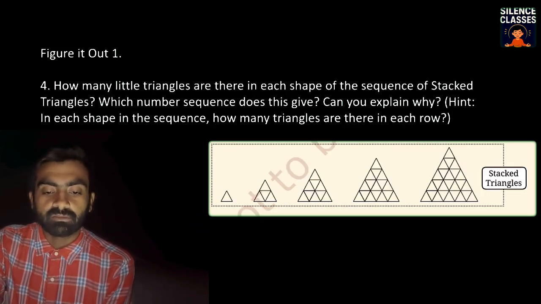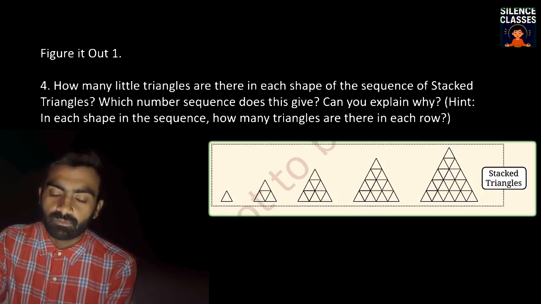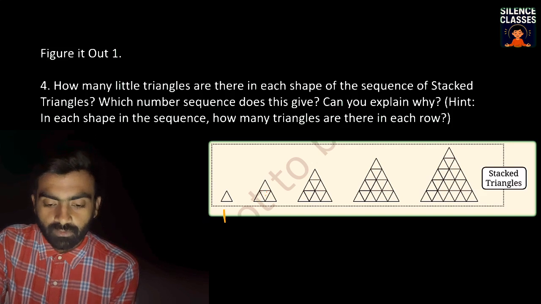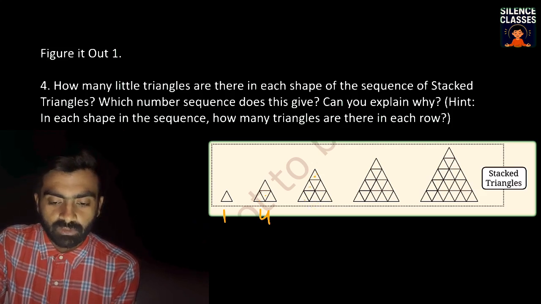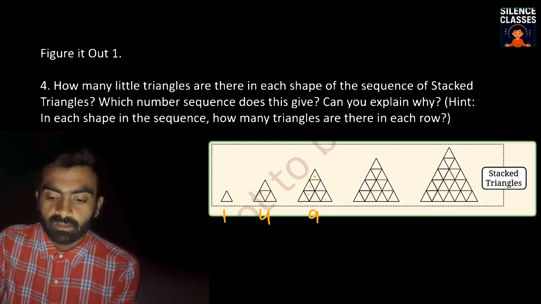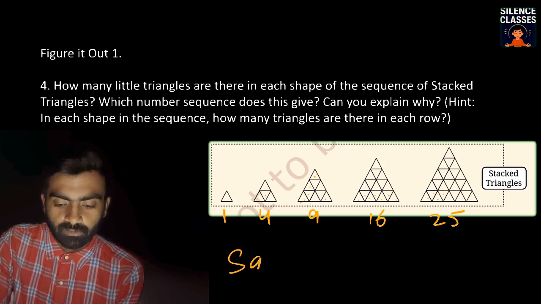How many little triangles are in each shape? We have to find it out. How many triangles are there? Can you explain why? Definitely we can do that. 1, 1 2 3 4, again 1 2 3, 1 2 3, 1 2 3. And all together, we can check it out. 1 2 3 4 5 6 7 8 9, again 10 11 12 13 14 15 16, again 17 18 19 20 25. So again we got the square numbers.